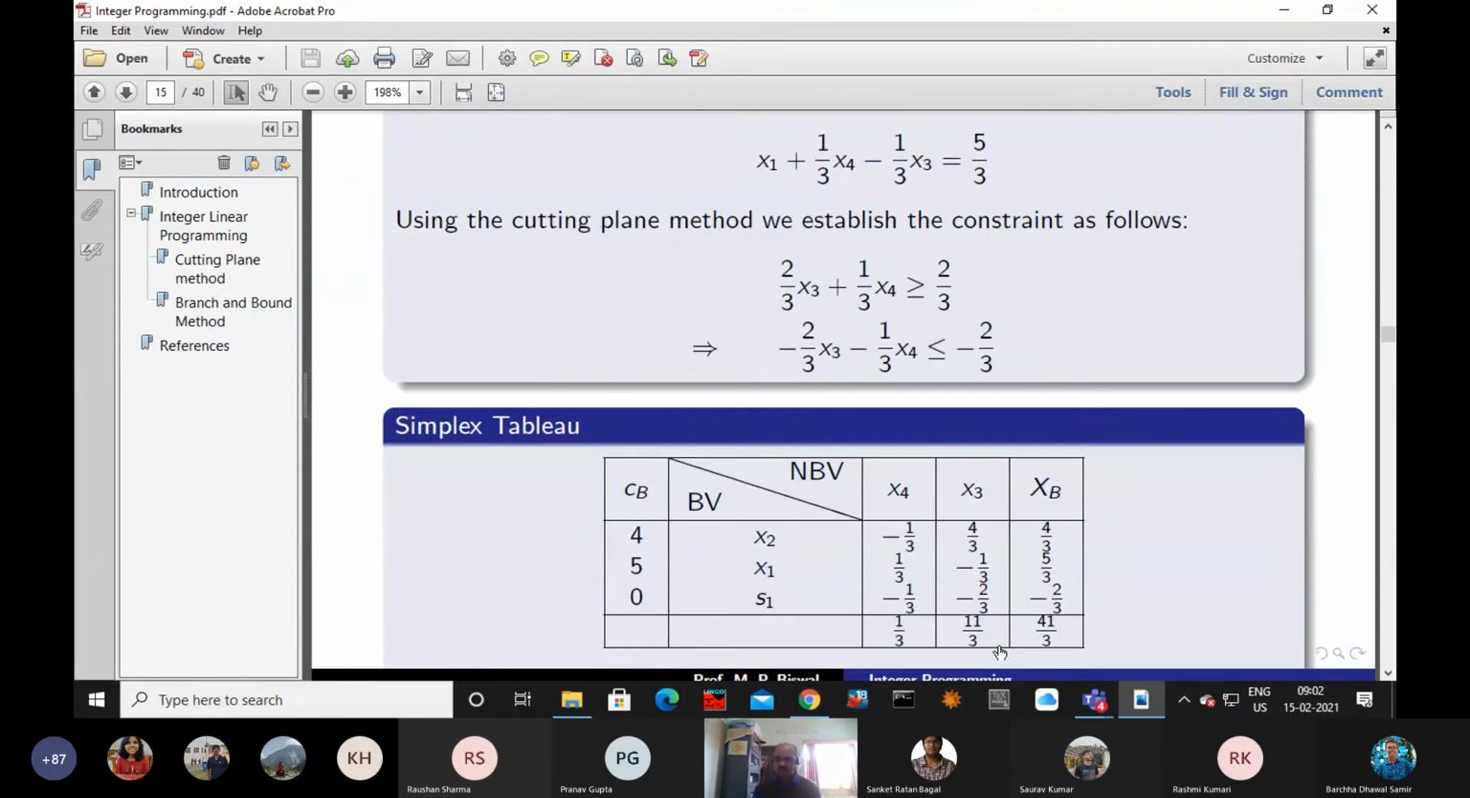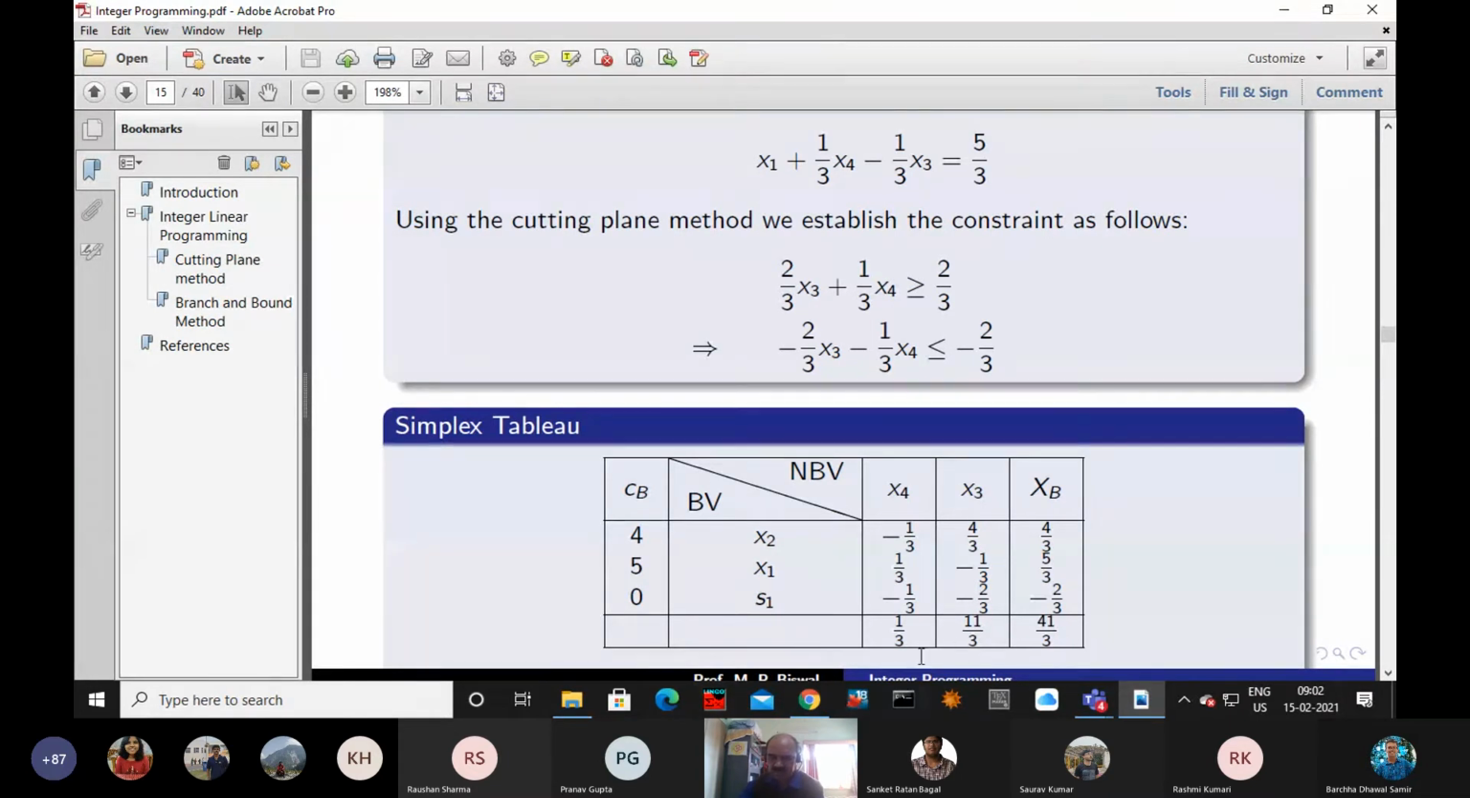So now what will we do? Only one is negative, so the third row is selected. Third row means S1 is selected. With respect to the third row, S1 is the basic variable. This is the departing variable; it will leave. Which one will enter, either x4 or x3? How to know? We will calculate in this manner.